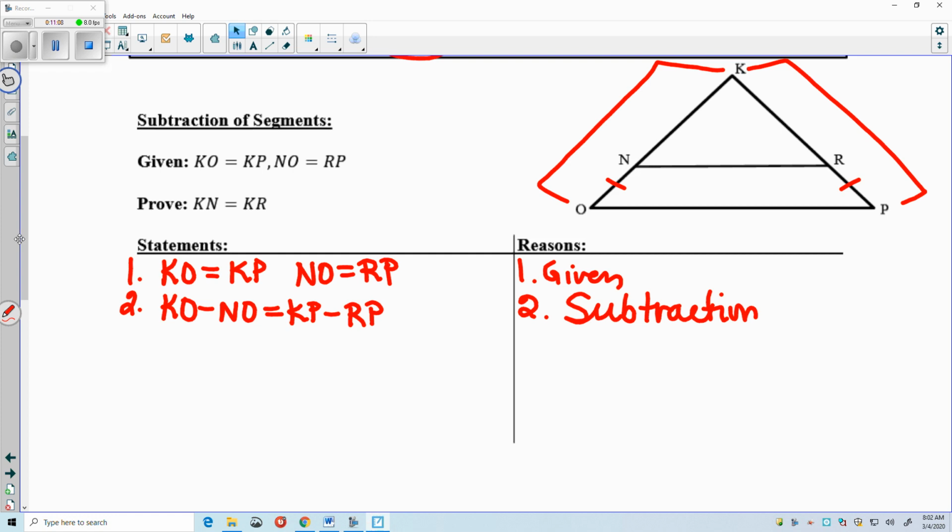Okay. So we're going to go and actually build all of KO, just like we did on the front. So KO is equal to KN plus NO. And we're going to do the same thing with KP. So we can say KP is equal to KR plus RP. Just like we did on the front, that is a segment addition postulate.